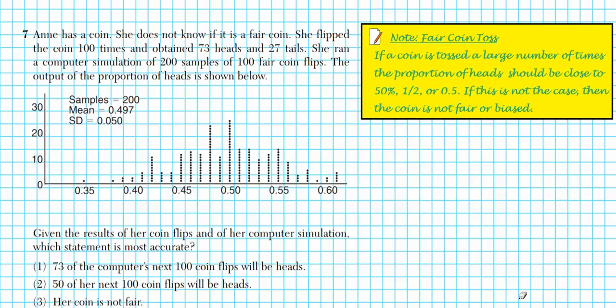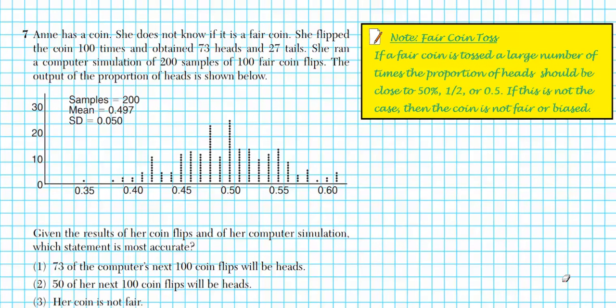All right, let's take a look at question number 7. It reads, Anne has a coin. She does not know if it is a fair coin. She flipped the coin 100 times and obtained 73 heads and 27 tails. She ran a computer simulation of 200 samples of 100 fair coin flips. The output of the proportion of heads is shown below. So we have the samples 200, the mean 0.497, standard deviation 0.05.